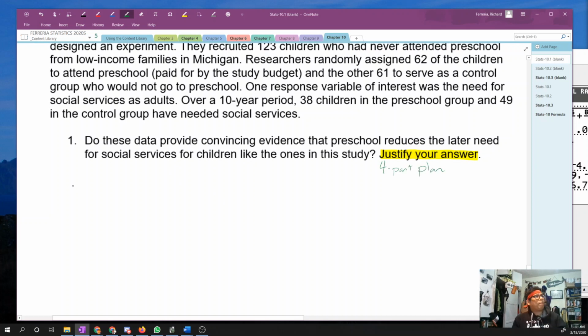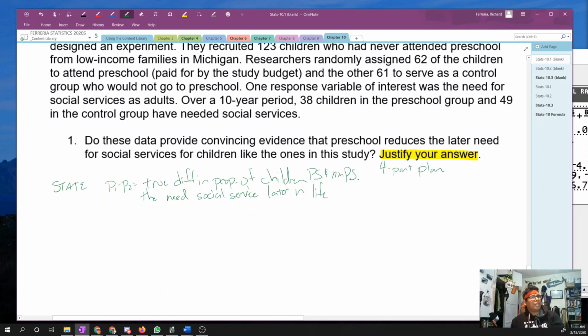So let's do it. State. Okay, so we're saying P1 minus P2 is equal to the true difference in proportion of children that need social services later in life. True difference in proportion of children, preschool and non-preschool, I should say.